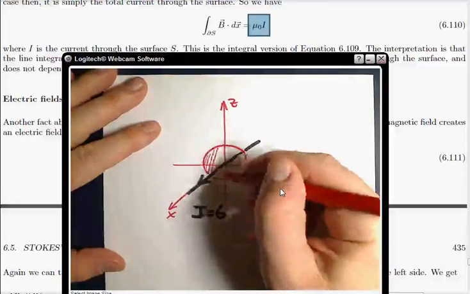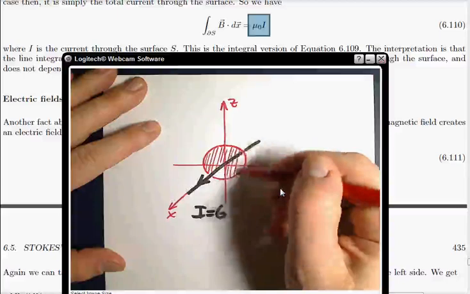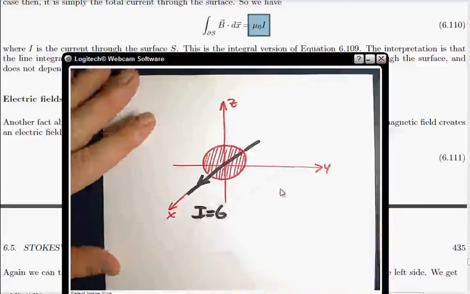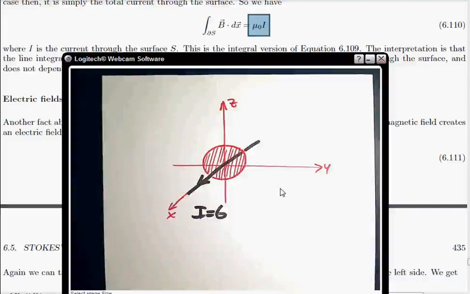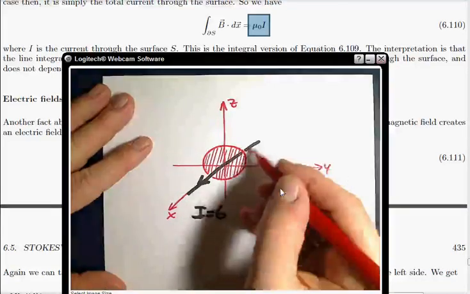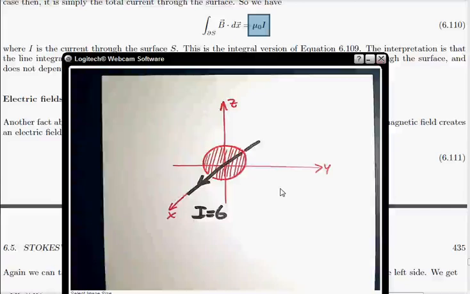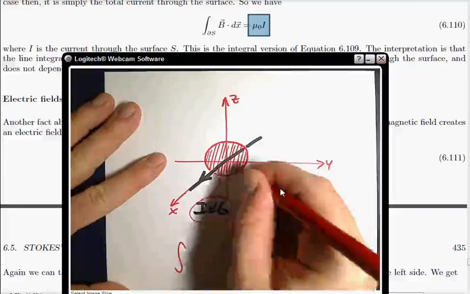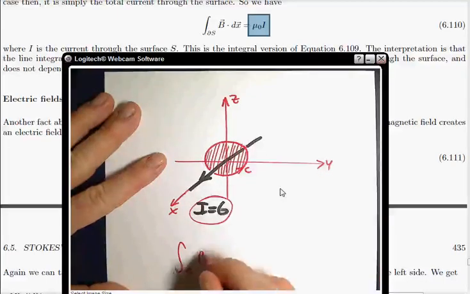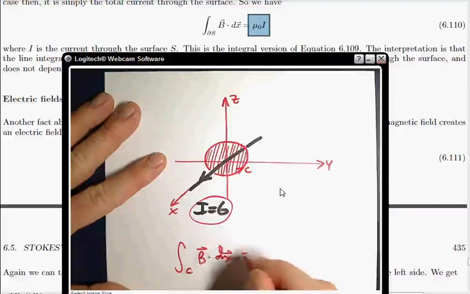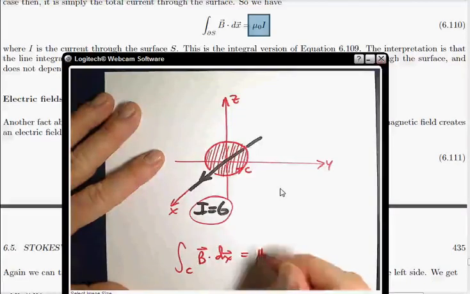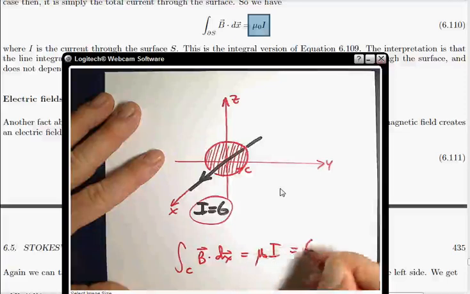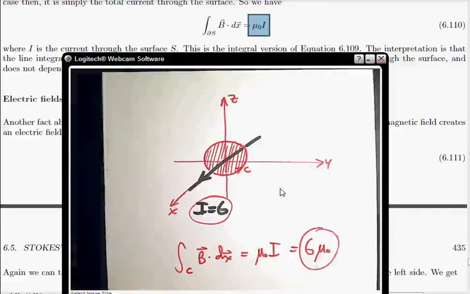And let's see here, let me draw the surface. So there's our surface, and I want to know how much current is going through that surface. Well, quite a bit actually. I mean, this wire is going right through that surface. So there's your current. Does that make sense? Yeah. And so we know that the line integral around this boundary curve of B dot dx is mu naught I, which is then 6 mu naught, because I is 6. Does that make sense? Yeah.